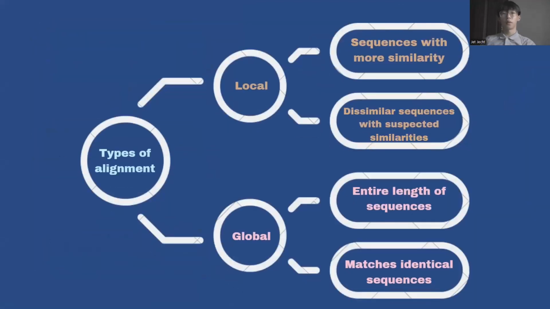So there are two types of alignment. The first is local alignment. It uses the sequence with more similarity, and it is commonly used for dissimilar sequences with suspected similarities. Next we have global alignment. It is the sequence alignment that involves the entire length of the sequence, and it is commonly used for matching identical sequences.